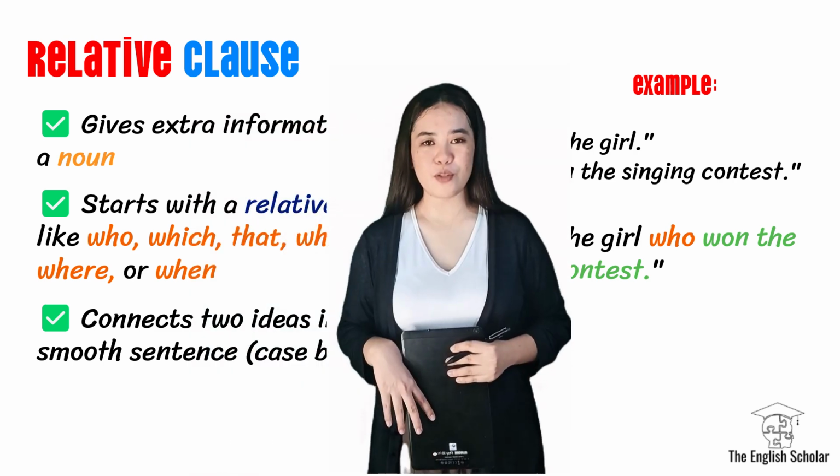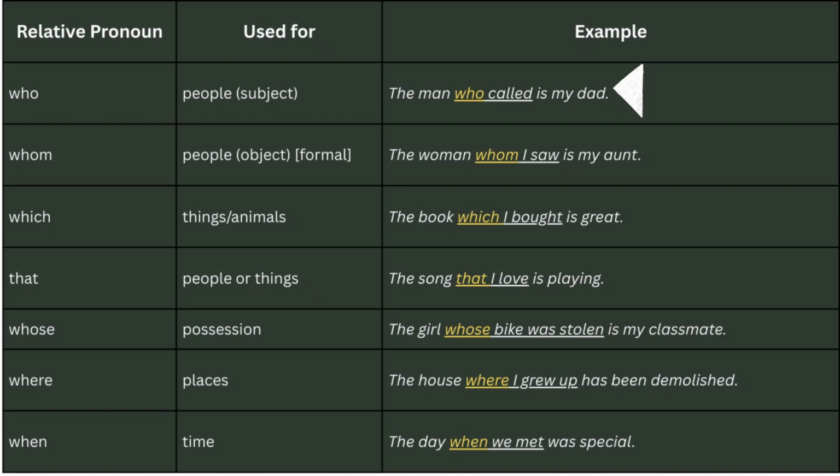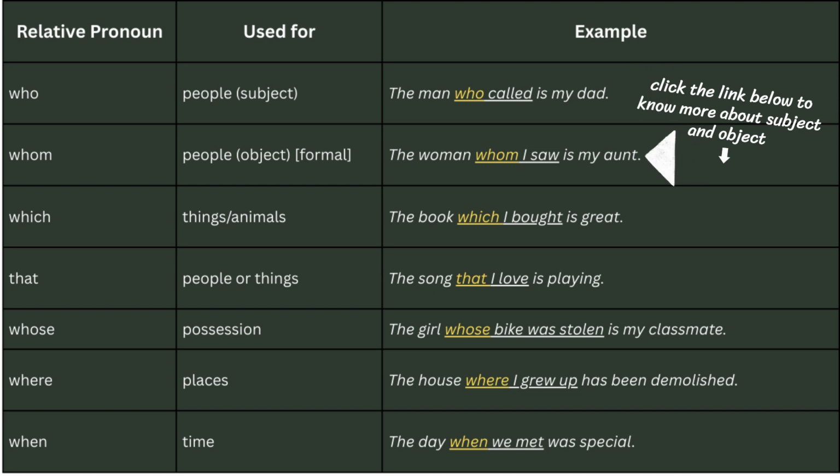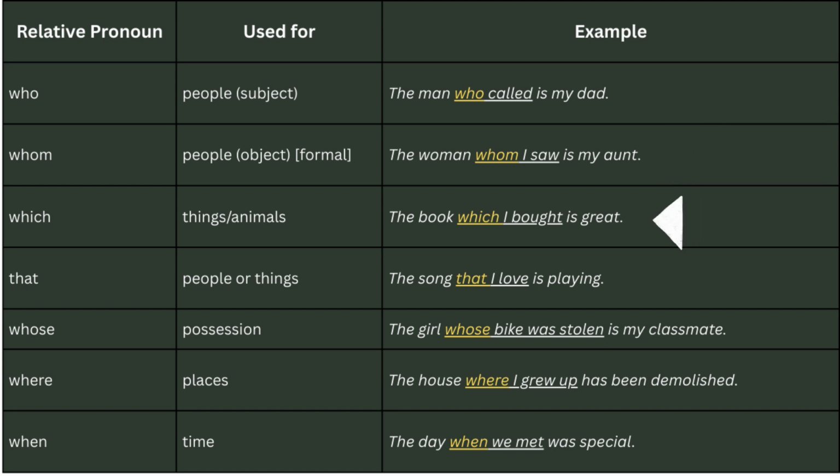Here are the most common relative pronouns. Who is used to refer to people that are subjects in the sentence. Example, the man who called is my dad. Whom is also used for people, but this time that are objects. Example, the woman whom I saw is my aunt. Which is used for things or animals or groups of people or anything non-human. Example, the book which I bought is great.